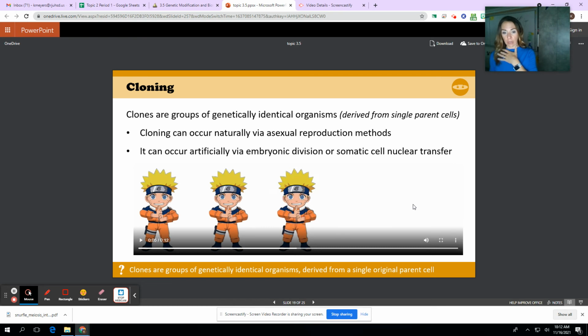Cloning can occur naturally. In asexual reproduction, when I get just exact copies made over and over, those are natural clones. It can also occur artificially in ways like embryonic division or somatic cell nuclear transfer, when I'm creating exact cells from a parent cell. So artificial and natural ways there.